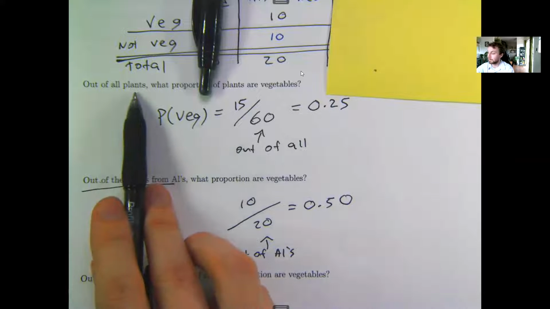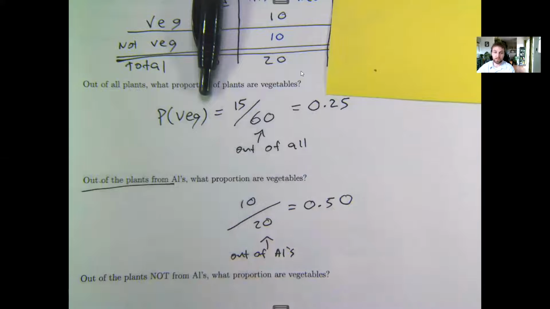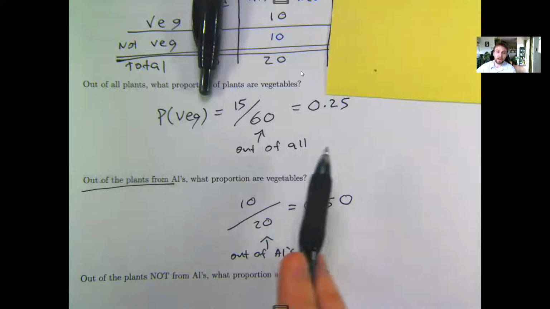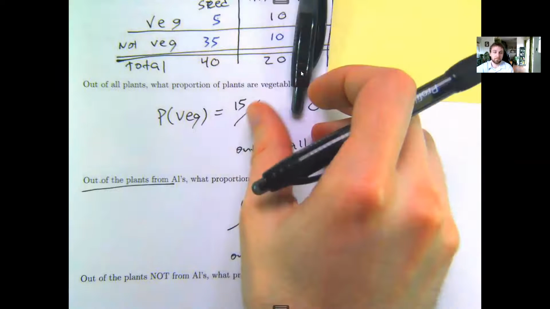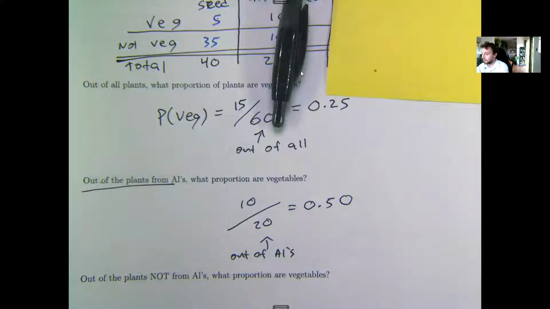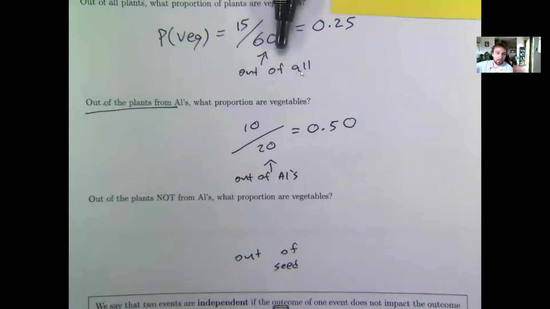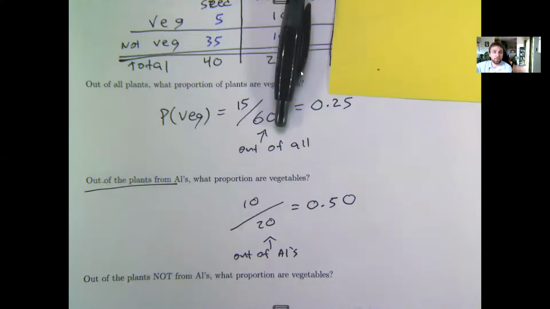Out of all plants, 25% are vegetables. So it looks like there's a higher proportion of vegetables that I'm buying from owls. Let's look at the non-owls plant, the seeds. Out of seed, that's going to have the total for seed here, 40.